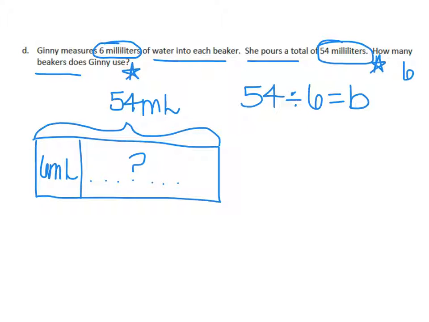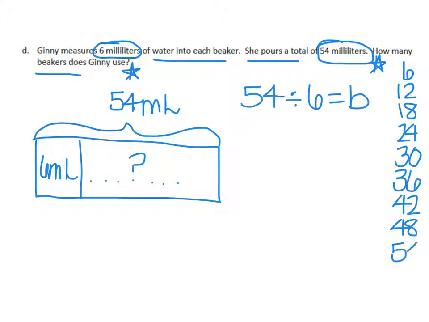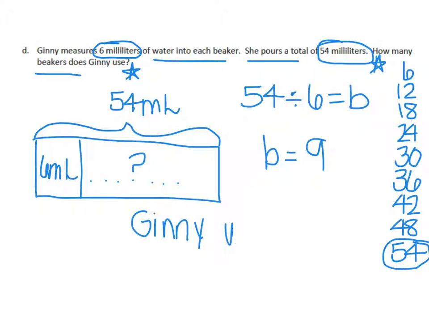So 6 times 1 is 6, times 2 is 12, times 3 is 18, times 4 is 24, times 5 is 30, times 6 is 36, times 7 is 42, times 8 is 48. Hey, that rhymes. Times 9 is 54. So the number of beakers that she uses is 9. That's how many times I counted by 6 to get to 54. So my statement will say, Ginny uses 9 beakers.